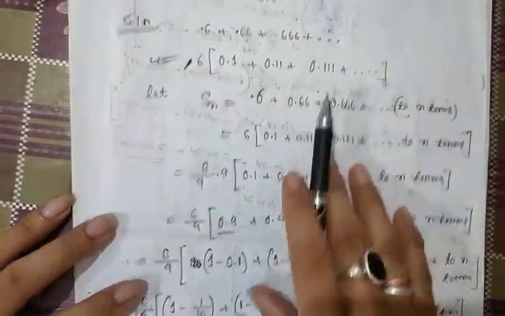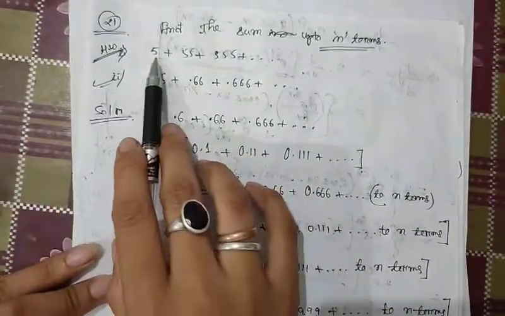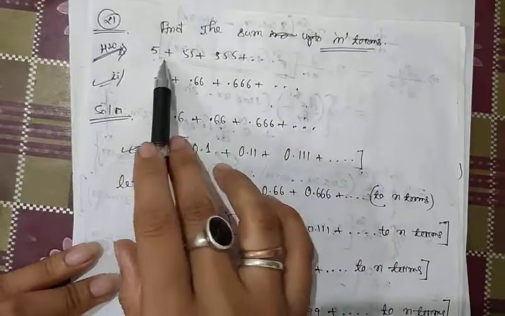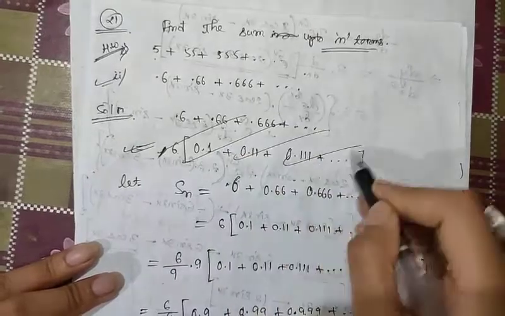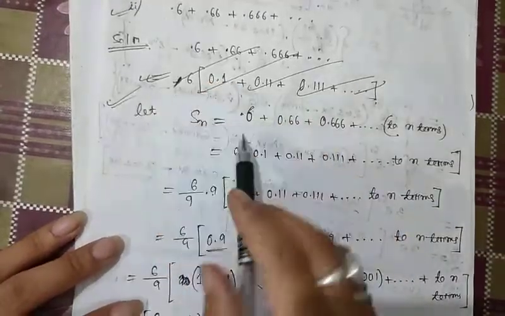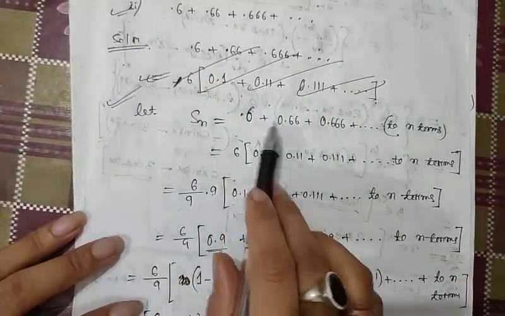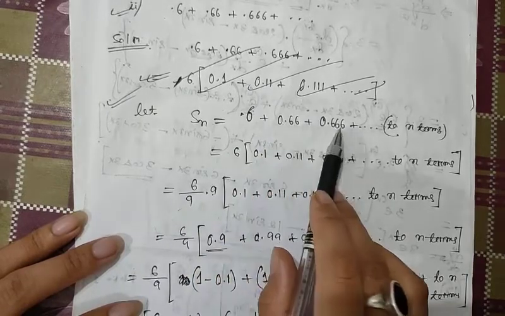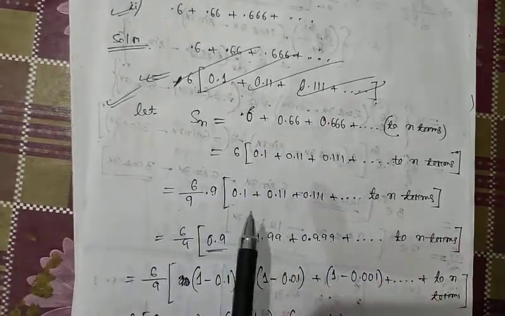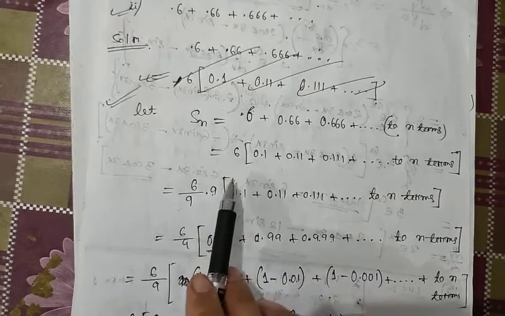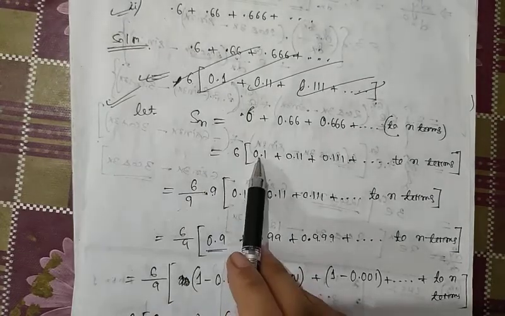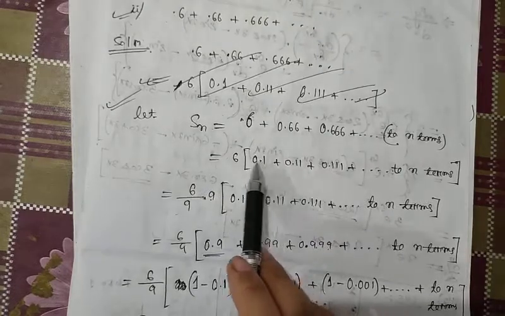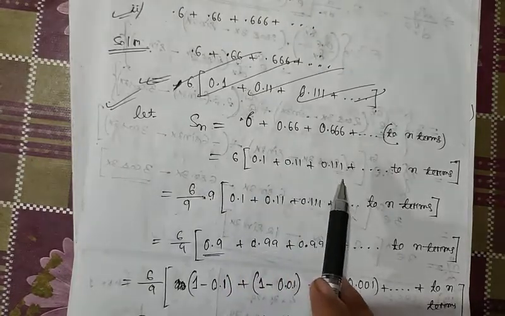Apply the same procedure and do this for this series. Let Sn equal to 5 plus 55 plus 555. Take 5 common, and then multiply and divide by 9, and you will get 1 plus 11 plus 111.